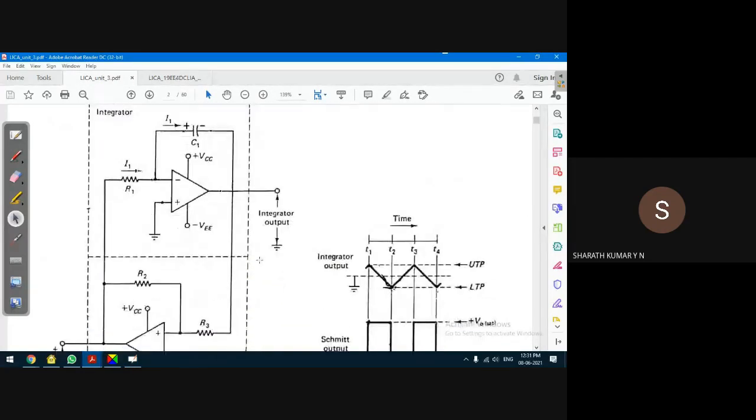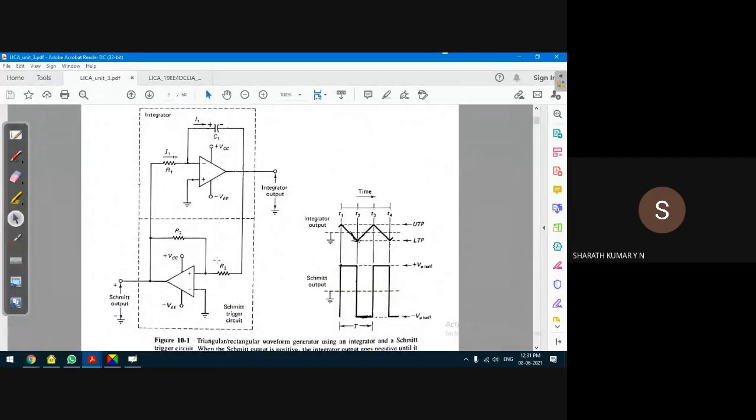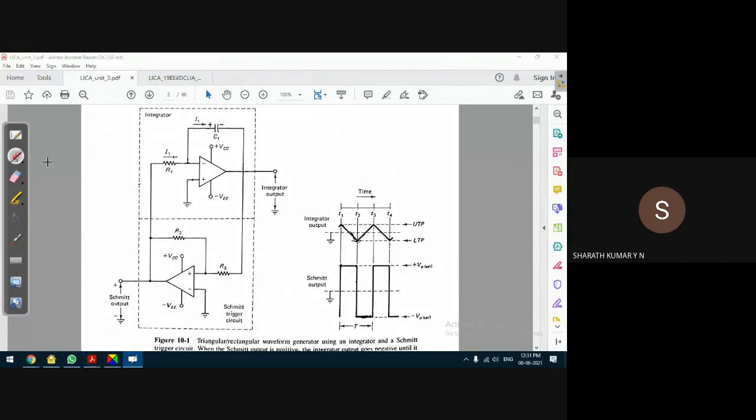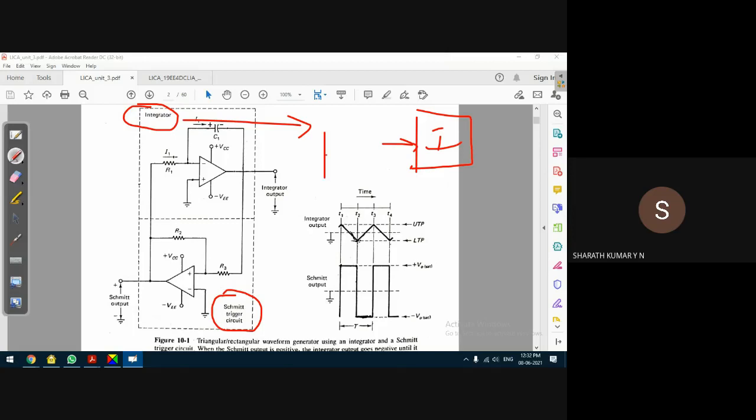Yes, here it is. Let's zoom out so that the picture fits. This is what is called a triangular and rectangular waveform generator. In this there are two independent circuits used: an integrator and what is known as a Schmitt trigger circuit. What is an integrator, guys? It's very simple. An integrator is a circuit which integrates whatever input signal we apply. It can be a sinusoidal, triangular or square signal, whatever you apply, it will integrate the signal and give out the output in the form of another waveform.